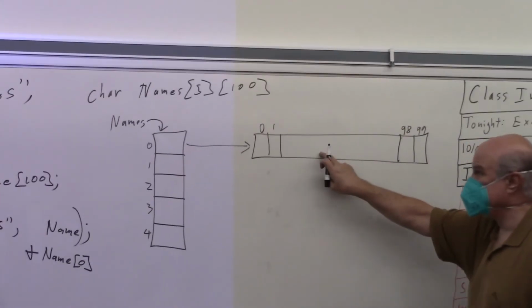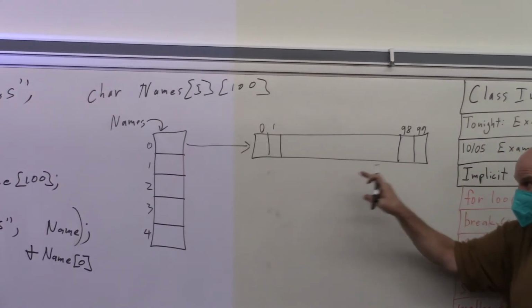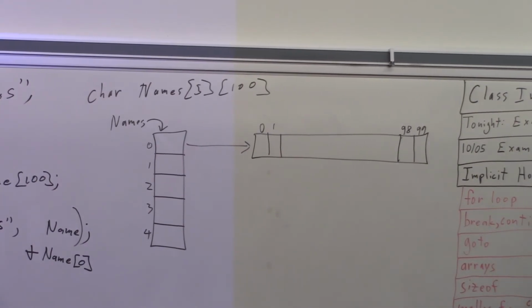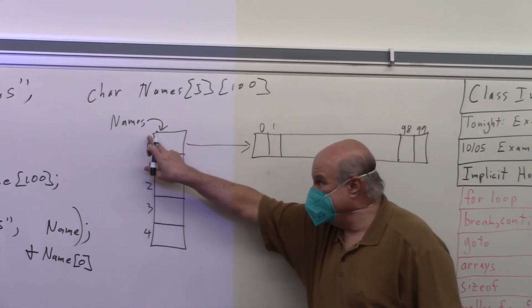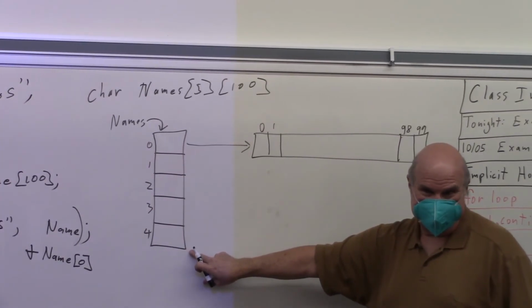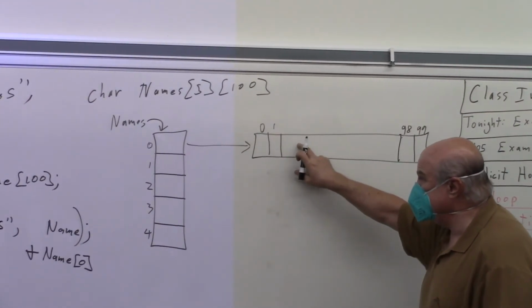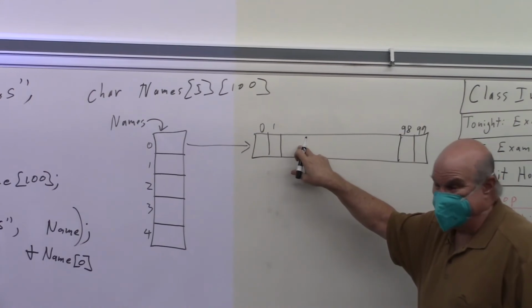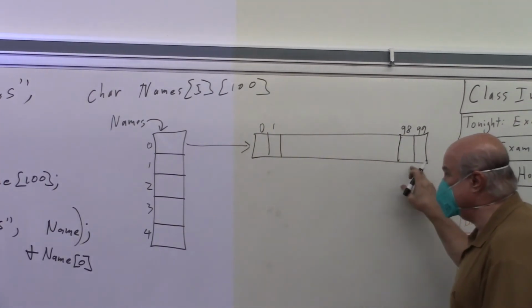This pointer points to another piece of memory that holds the 100 characters, 0 to 99. This is how the memory actually looks. Okay? So that is why names by itself is a pointer to this array of pointers. Each of the pointers in that array points to another piece of memory. In this case, 100, because that's what we declared, 0 to 99.